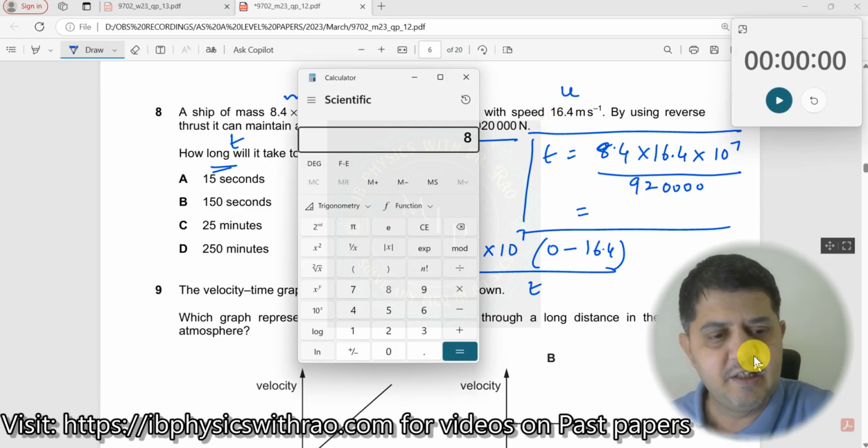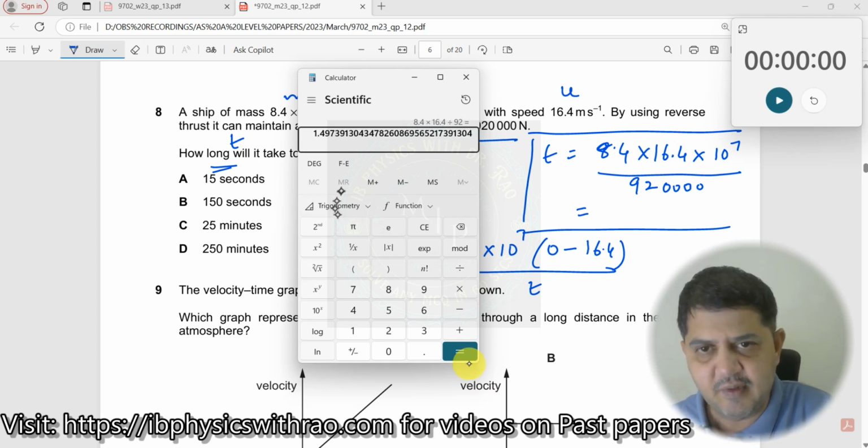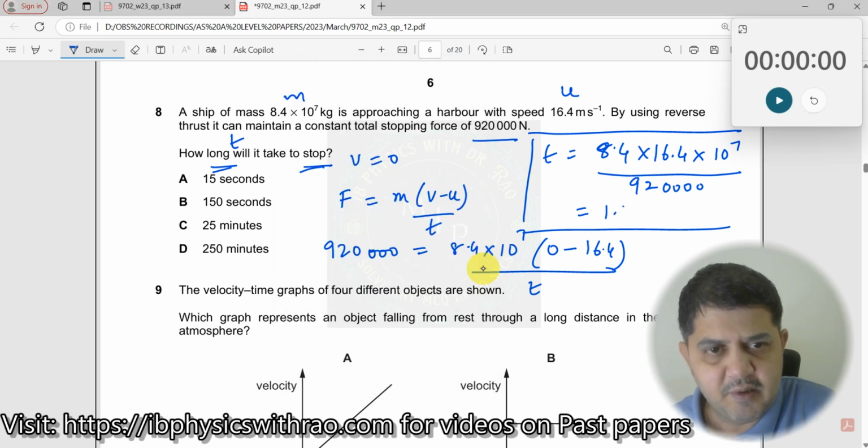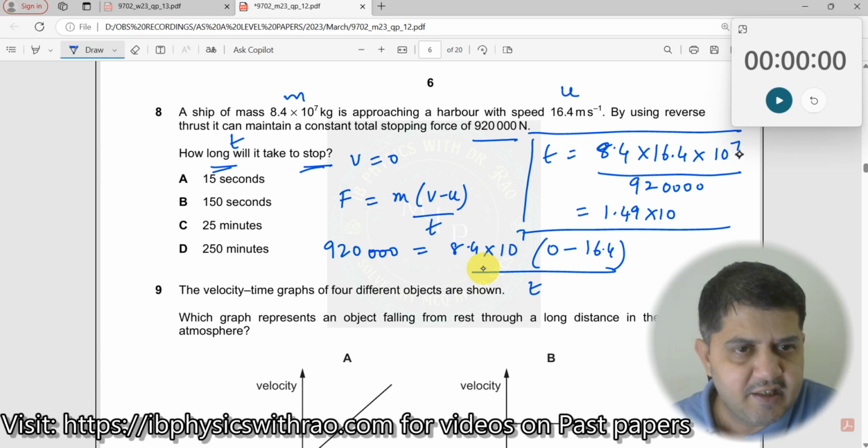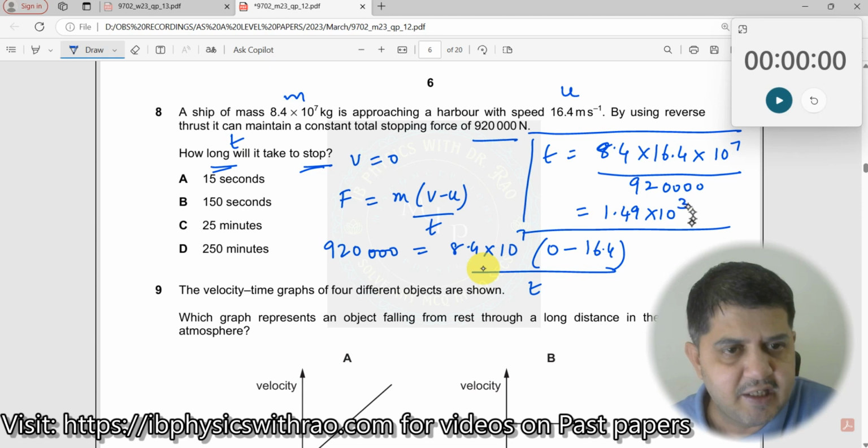So this should be 8.4 multiplied by 16.4 divided by 92. I get the answer is 1.49, 1.49 into 10 to the power of, now what is this now? Here it is 10 power 7, here it is 10 power 4. So 10 power 7 minus 4 should be 10 power 3 seconds.